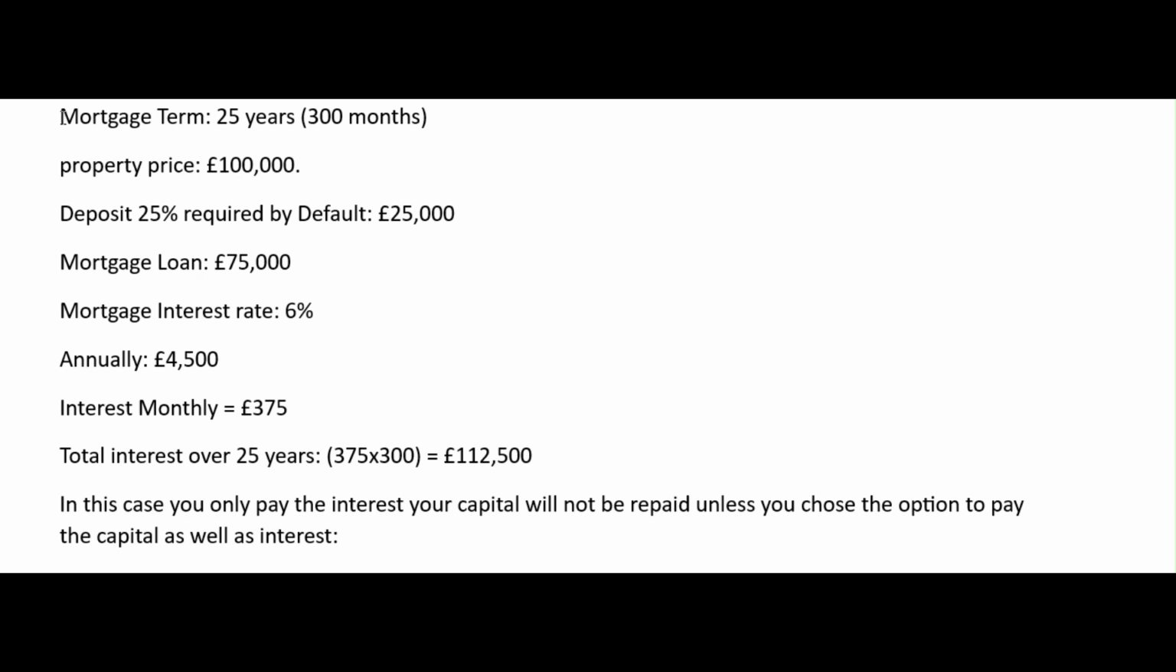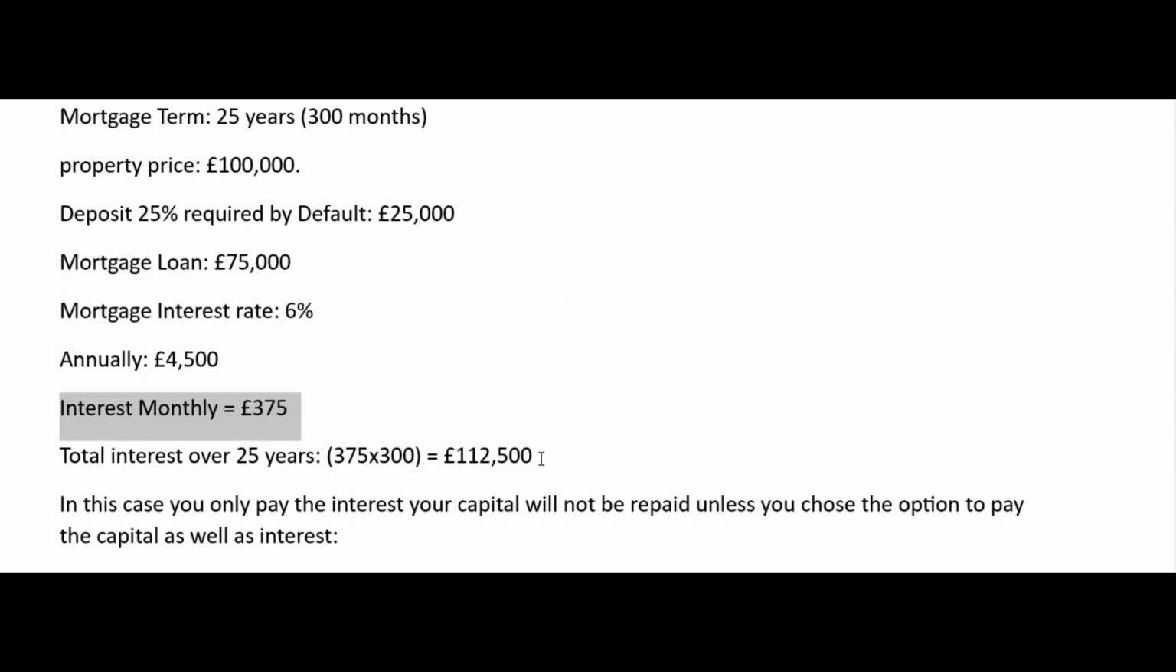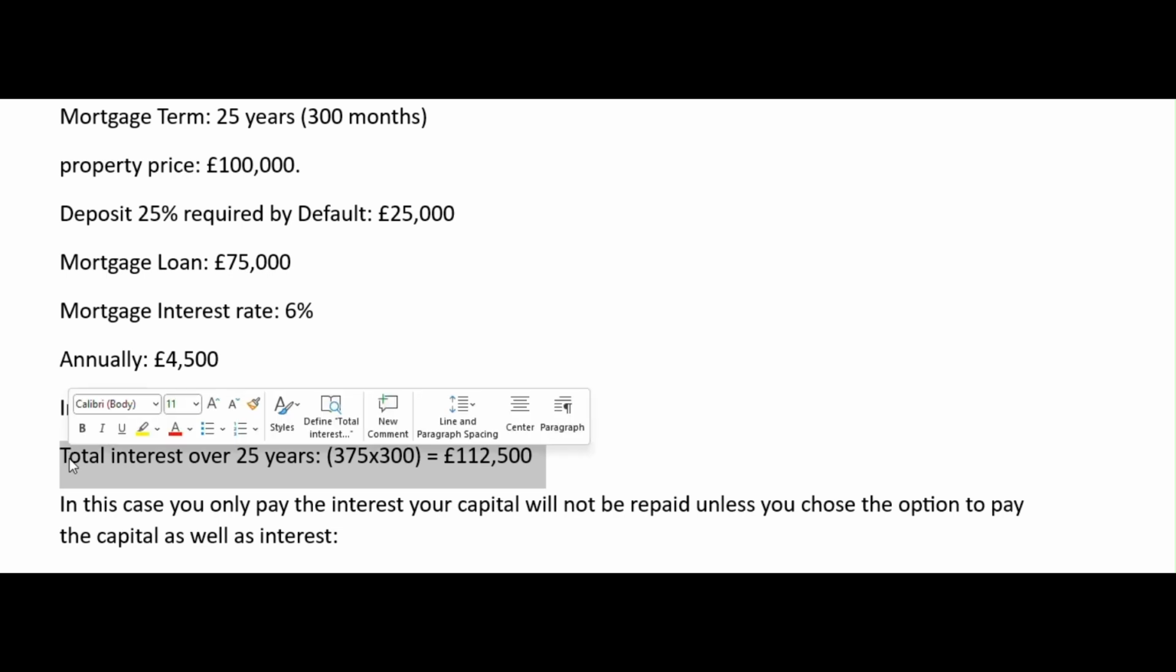Let's say in this scenario the mortgage term is 25 years, which is 300 months, and the property price is 100,000. The deposit is 25%, required by default for a buy-to-let property, so 25,000, the mortgage loan is 75,000, and the mortgage interest is 6%, which is annually £4,500, and monthly interest will be £375. So total interest over 25 years, you will pay 375 times 300, which is 112,500.